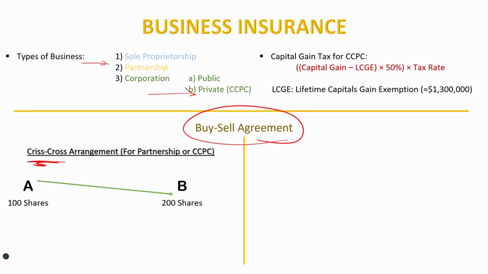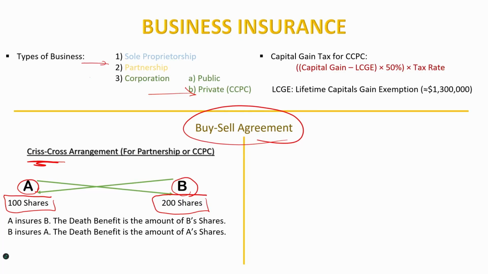So A is going to insure B and B is going to insure A. So obviously, because A has fewer shares, B is going to buy less insurance and also going to pay lower premiums. And because A is insuring 200 shares, right? Because if B dies, they have to pay for 200 shares to buy it. Then A is going to buy more insurance and is going to pay more premiums. This is what we call a crisscross. All right. So A insures B and B insures A. How it works is that if B dies, A is going to get the money, and then with that money, they're going to buy the shares.